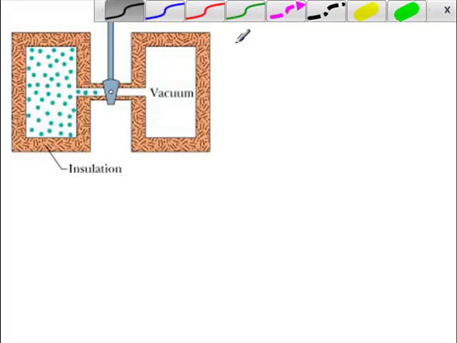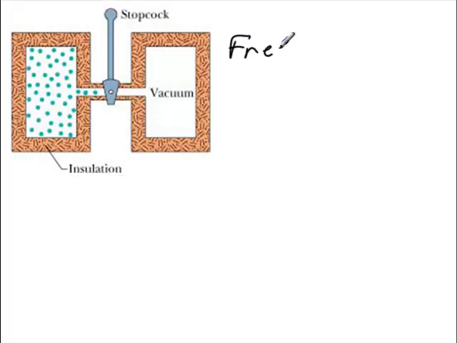Finally, let's talk about a free expansion. In a free expansion, the entire system is isolated and insulated, so no heat goes in. Q equals 0. In that sense, it is adiabatic.